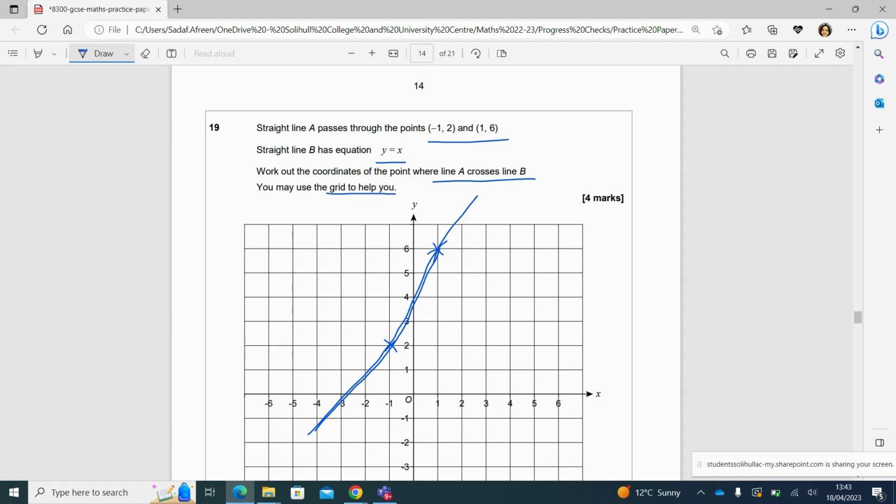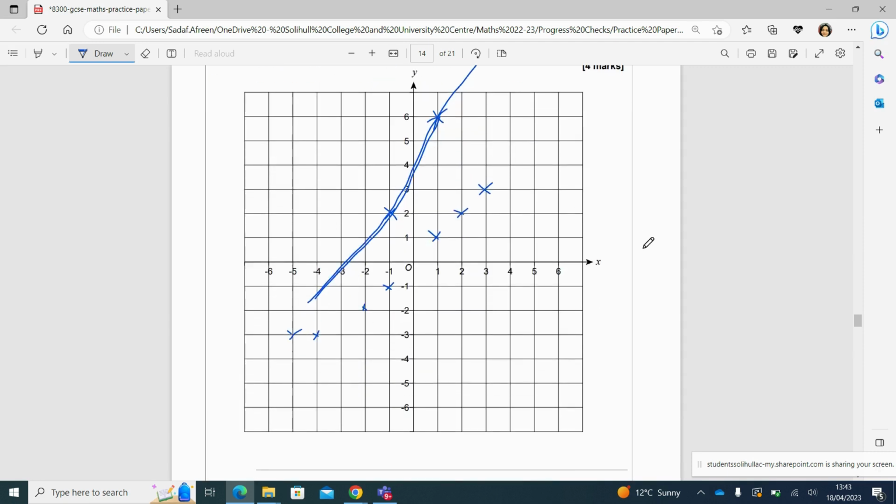So that means that line should pass through the center, and that means for every value of x, you will get the same value of y. Okay, so that means if x is 1, y is 1, if x is 2, y is 2, if x is 3, y is 3, and so on. So you need to join all those points together. Okay. And then draw a straight line.